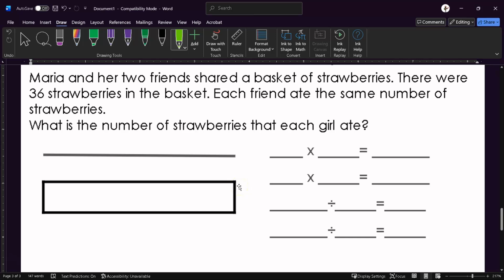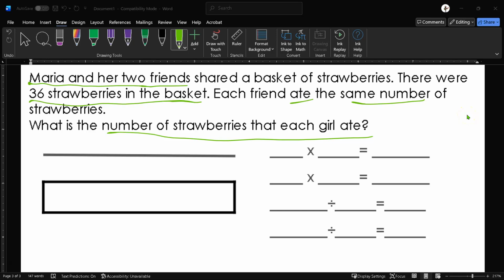Okay. So, first important information. Maria and her 2 friends shared a basket of strawberries. There were 36 strawberries in the basket. Each friend ate the same amount of strawberries. What is the number of strawberries that each girl ate? Okay. All right, so let's think about this.